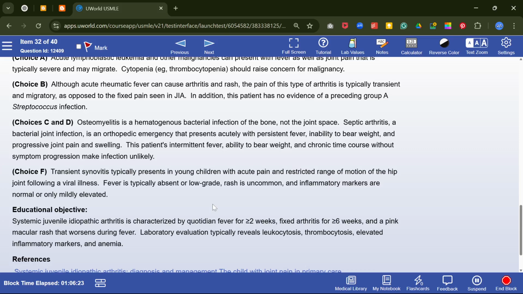And transient synovitis presents in young children with acute pain and restricted range of motion of the hip joint following a viral illness. Fever is typically absent and a low grade rash is uncommon, and inflammatory markers are normal or only mildly elevated.